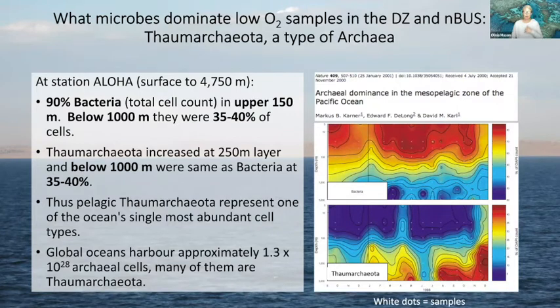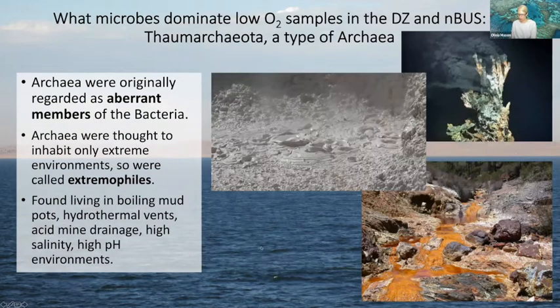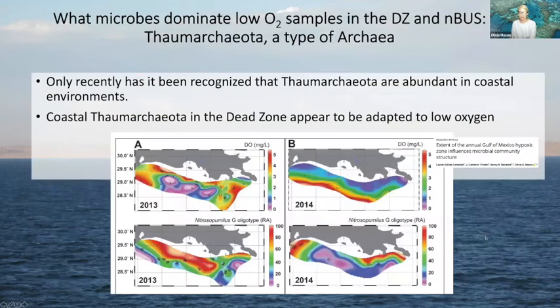All right, so that means that these Thaumarchaeota represent one of the single most abundant cell types in the ocean, and that the global oceans harbor 1.3 times 10 to the 28 archaeal cells. Many of them are Thaumarchaeota. Remember, everybody, this was 22 years ago, and we were still thinking that these are the only environments where you would find archaea. We didn't think they would be thriving in the water column.